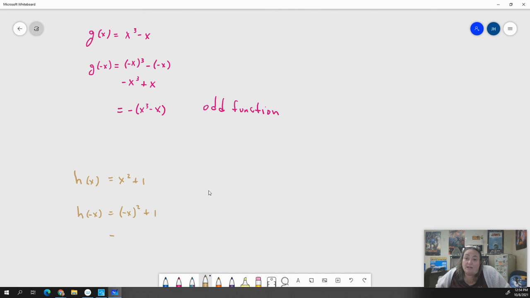When I square negative x, I get x squared plus 1, right? Well, what did I start with? I started with x squared plus 1. So when I plugged in negative x, I got back what I started with, right? Which means that this is an even function. Does that make some sense? Was it super confusing?